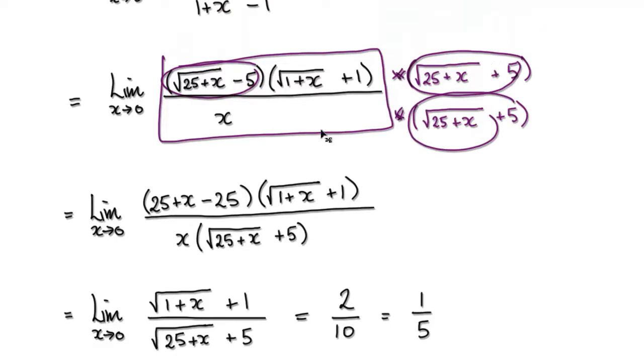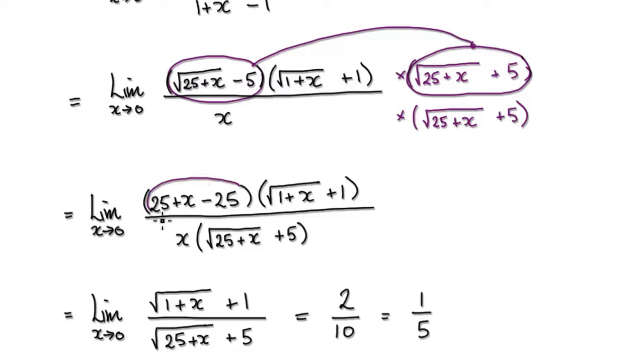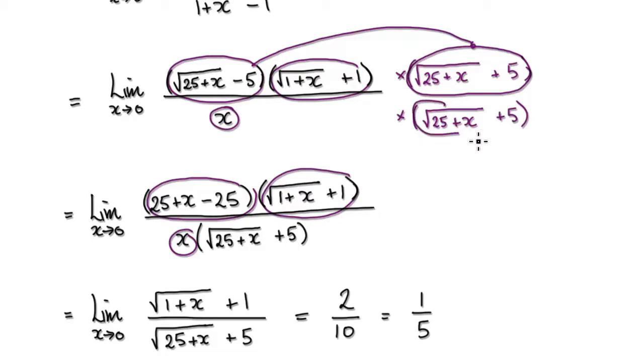Now if you look at the numerator, when you multiply this by this, because they're conjugates of each other, it will become something very simple. It will just become this thing here. And let's leave this the same, so leave it as it is. And the denominator will be this x times this thing here, times this thing here.